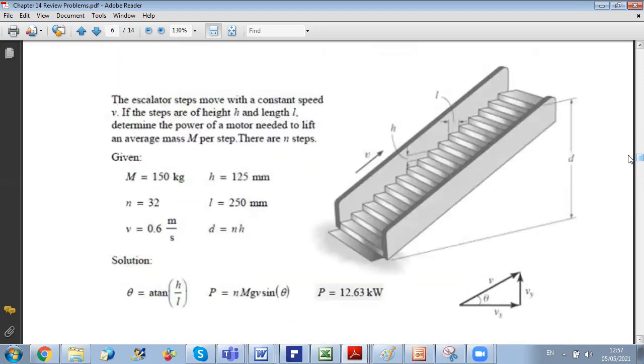Sure. Okay. The escalator steps move with a constant speed v. If the steps are of height h and length L, determine the power of a motor needed to lift an average mass m per step. There are n steps. Okay. Here the whole idea is, first, when you want to lift any object, you are opposing what?